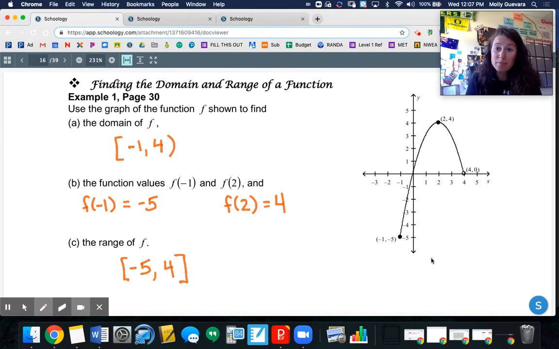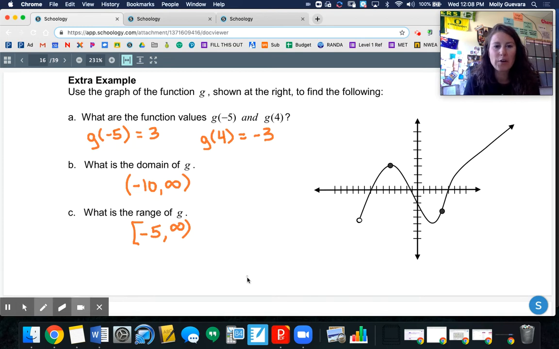Boom. That's it. Okay, so there is an extra example here down at the bottom of your page. Go ahead and try it. And then when you feel confident to check your answer, go ahead and hit play on the video and check your work.